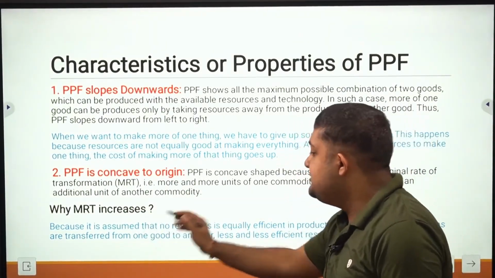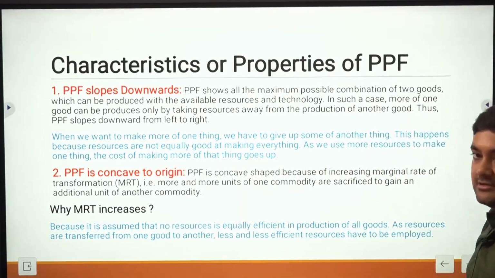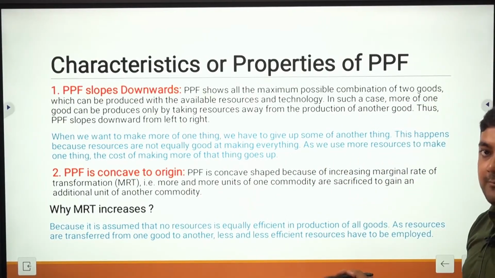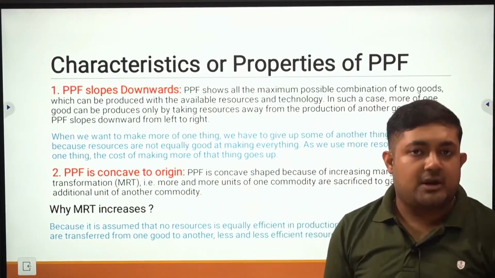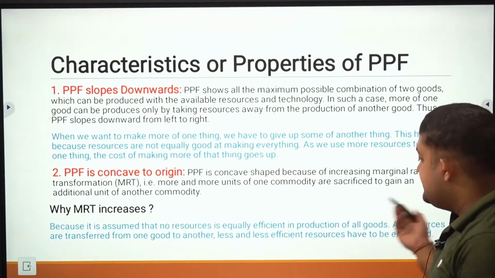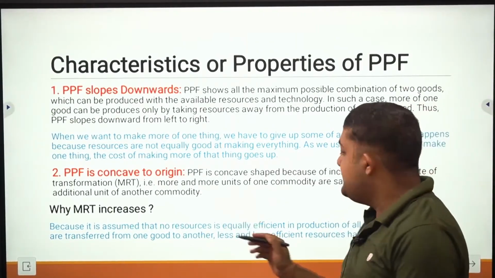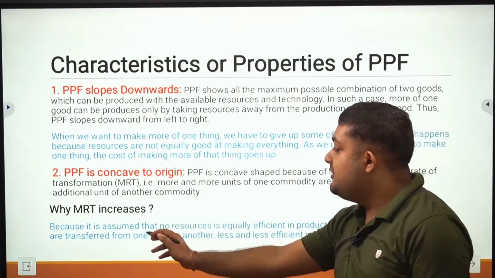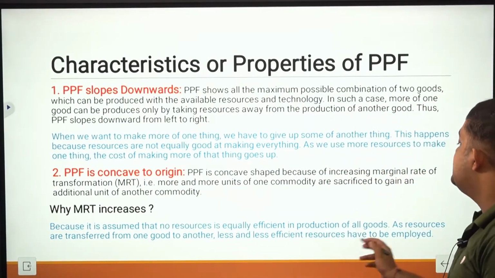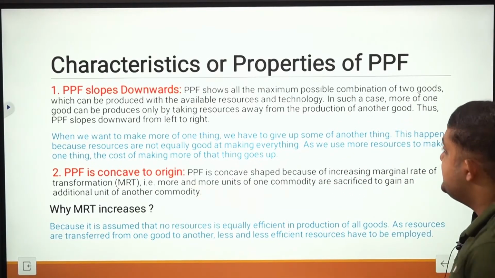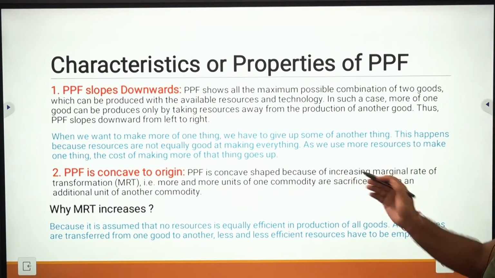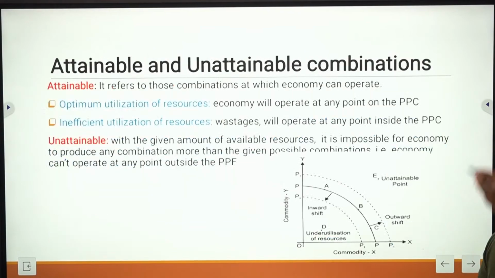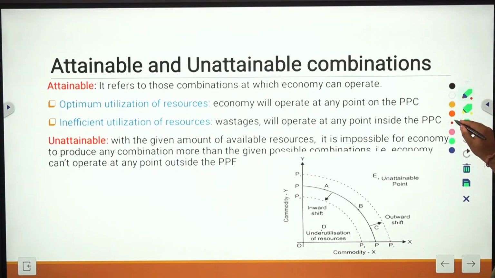So basically the question is why MRT increases. Because it is assumed that no resource is equally efficient in production of all goods. If I can make smartphones efficiently, I may not be able to make bicycles efficiently. So this is one basic assumption of PPF. As resources are transferred from one good to another, less and less efficient resources have to be employed. So these are the characteristics or properties of PPF. Now we are going to see attainable and unattainable combinations.